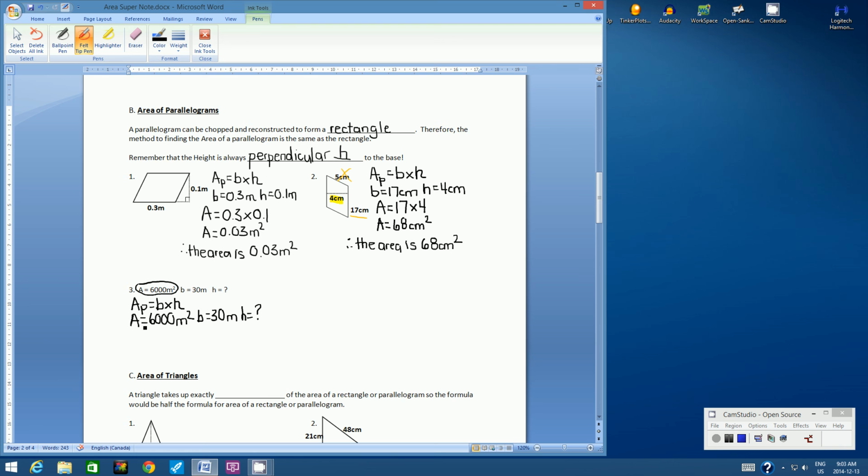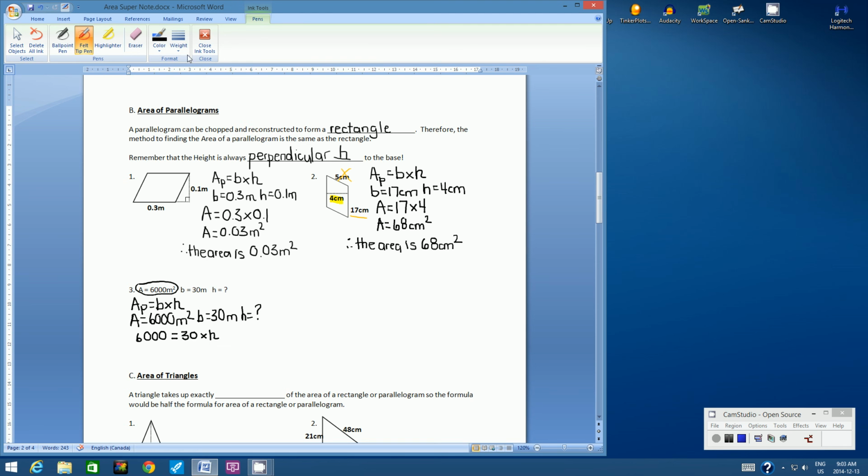Third line is the substitution line. Well, if we look at our formula, the thing on the left-hand side is the area. Well, we know the area. The area is 6,000 meters squared. I'm just going to leave the units out for now. Equals, do we know the base? Yes, we do. Do we know the height? No, we don't.